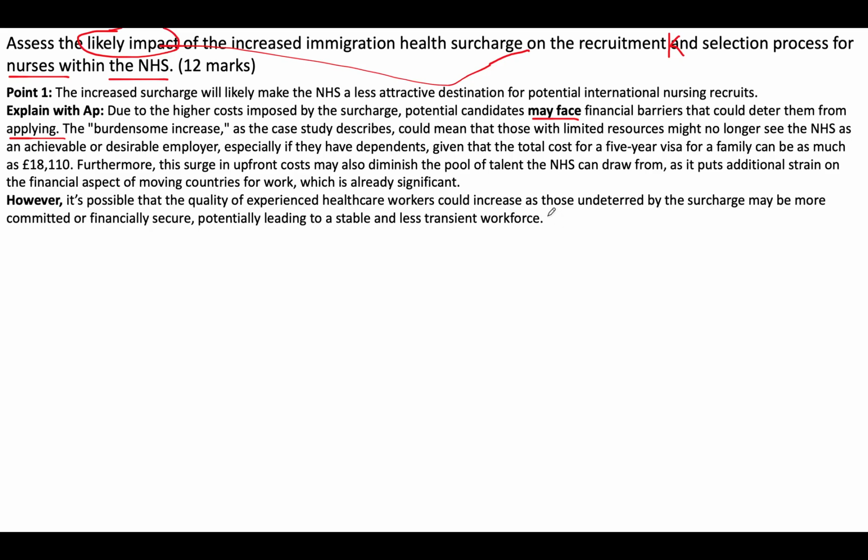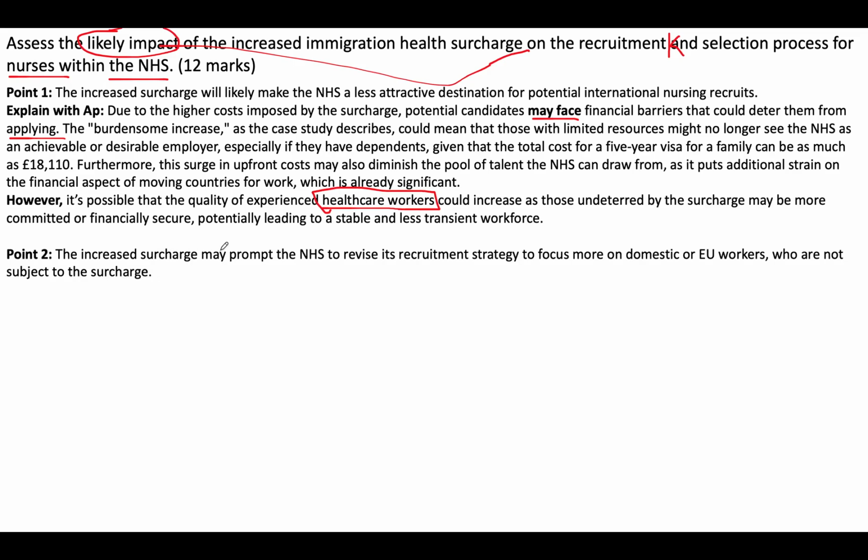Now, at the moment, there is no mention of nurses, but we have got healthcare workers. So, for this to be even better, I would be replacing healthcare workers with nurses. Okay, so that is sort of in context, but it could be better by making it nurses. The increased surcharge may prompt the NHS to revise its recruitment strategy. Okay, so that is an impact on the process, to focus more on domestic or EU workers who are not subject to the surcharge. That's our point. It's a direct impact here. Okay?